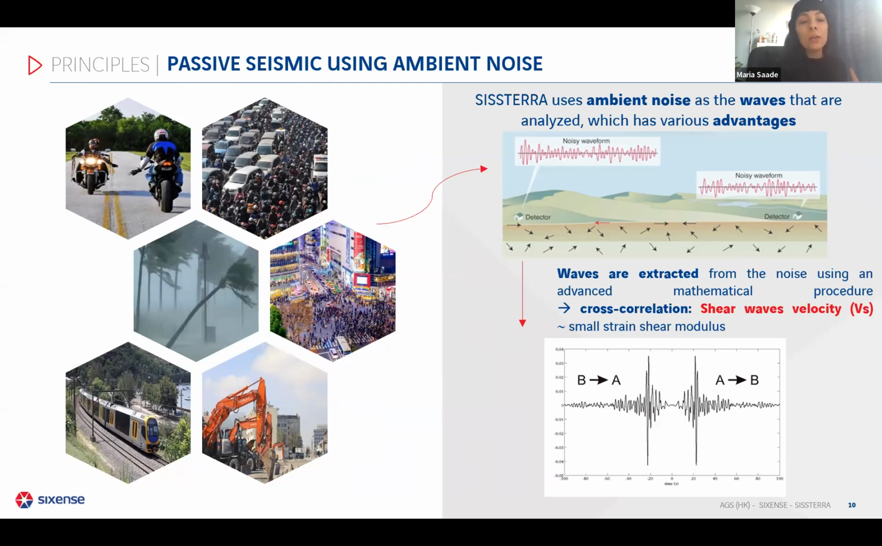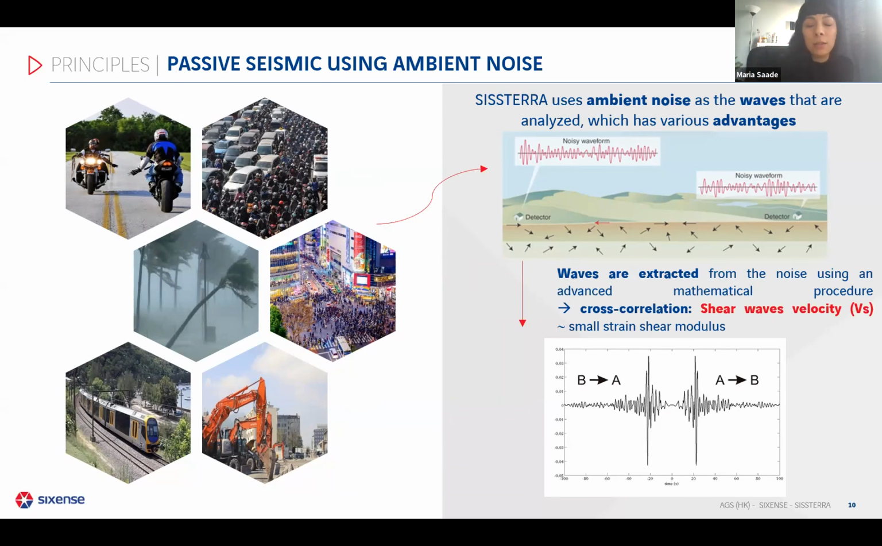These sources also emit seismic waves that can propagate in the shallow crust and the shallow layers. And then when we collect this noise and extract the surface waves that are hidden in the noise, we can analyze the crust. That's a very big advantage of this method, because we do not need to use a source that can emit any waves. We just use the noise that is present everywhere continuously.